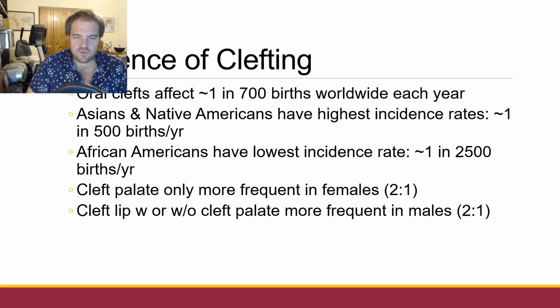So Asians and Native American populations have the highest incidence rates, a little bit above the worldwide average. It's 1 in 500 births per year. African Americans have the lowest incidence rate. That's about 1 in 2,500 births. So that's a little bit safer there.